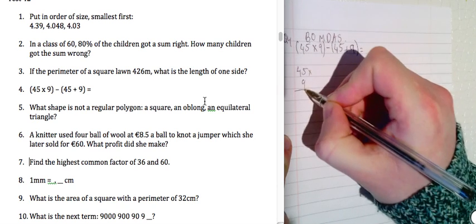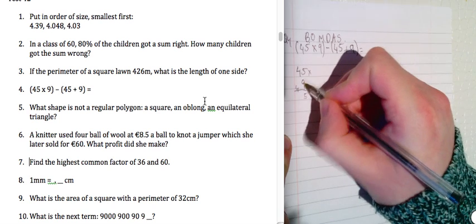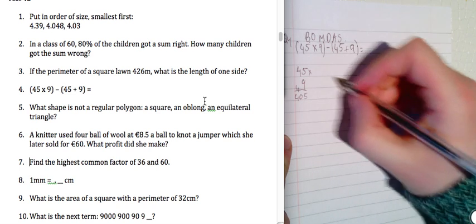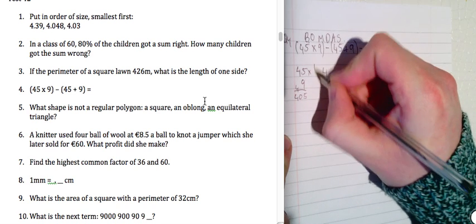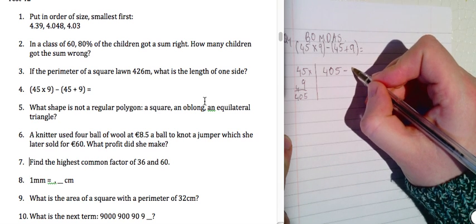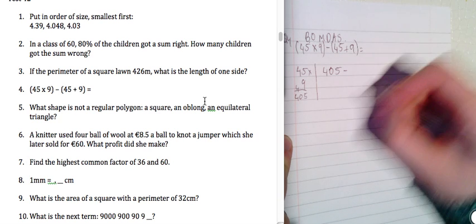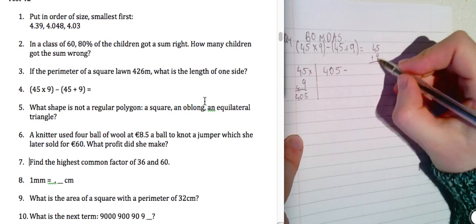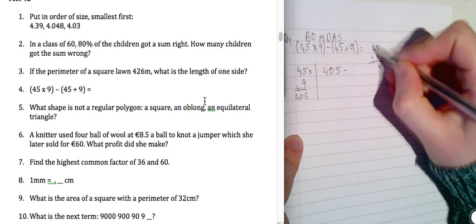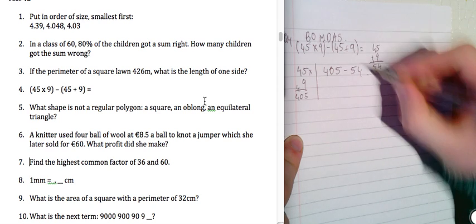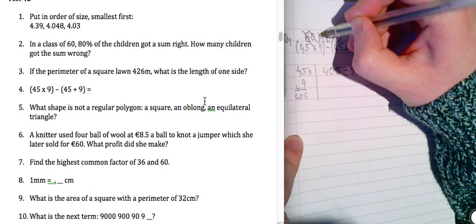45 multiplied by 9. 9 5s are 45, I put down 5, carry my 4, 9 4s are 36, and 4 is 40, so 405. And it's very important to rewrite your sum as you go along. 405 now minus, I will just do the second part of this sum here. 45 plus 9 is going to give us 54.